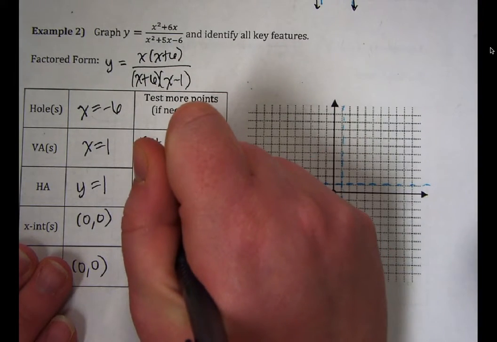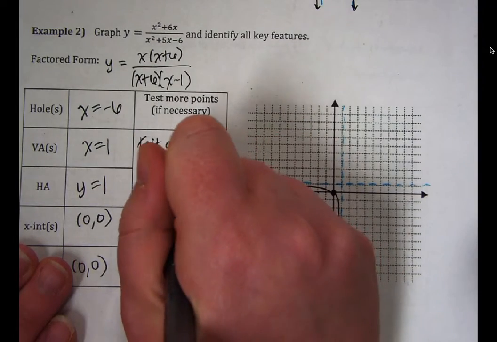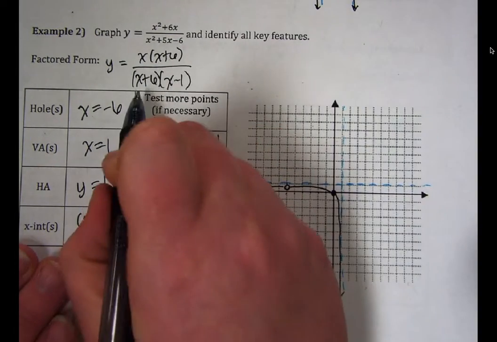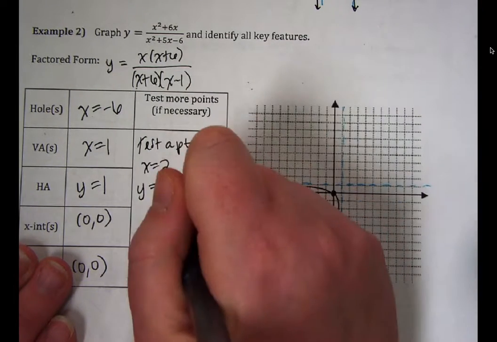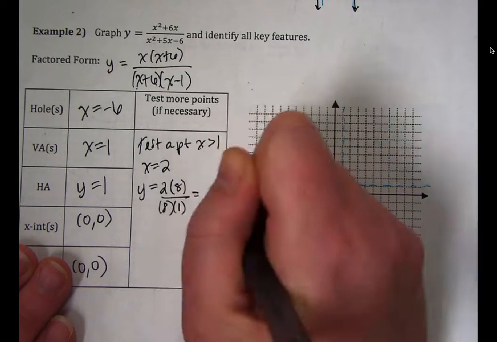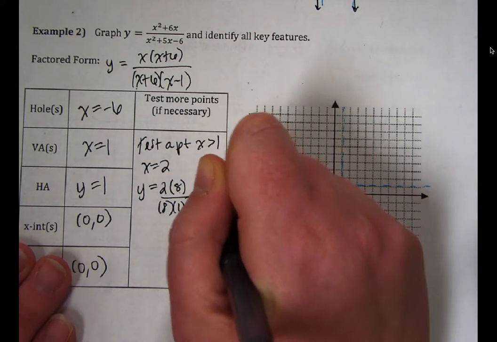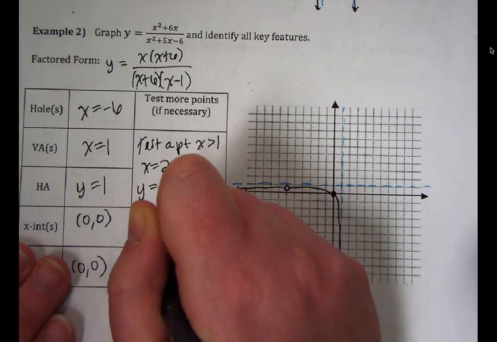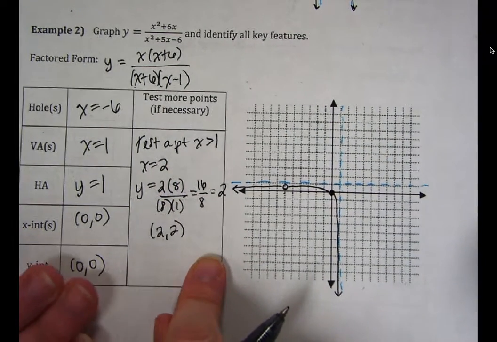If we use the factored, it's 2, and then 2 plus 6 is 8. Divided by 2 plus 6 is 8. And then 2 minus 1 is 1. Okay, so 2 times 8 is 16. 8 times 1 is 8. 16 over 8 is 2. So we have the ordered pair of 2, 2 that we also know is on this graph.